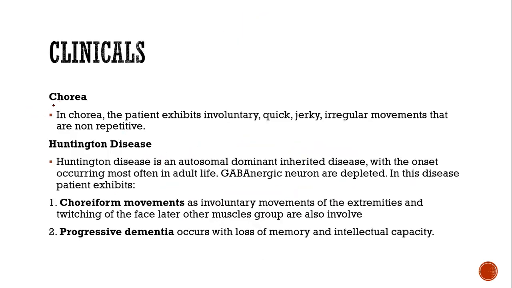There's a term that's called chorea. Chorea is derived from choreography. Choreography is basically a form of, it's the basics of dance, right? तो इसमें क्या होता है कि the patient has symptoms, इसमें वो involuntary, quick, jerky and irregular movements करता है, which are non-repetitive. It looks like a dancing movement. That's why we call it as chorea. Then there's another disease that's called Huntington's disease. Huntington's disease is basically another disease which is an autosomal dominant inherited disorder. इसमें होता है कि GABAergic neurons deplete हो चुके होते हैं, which basically leads to choreiform movement.